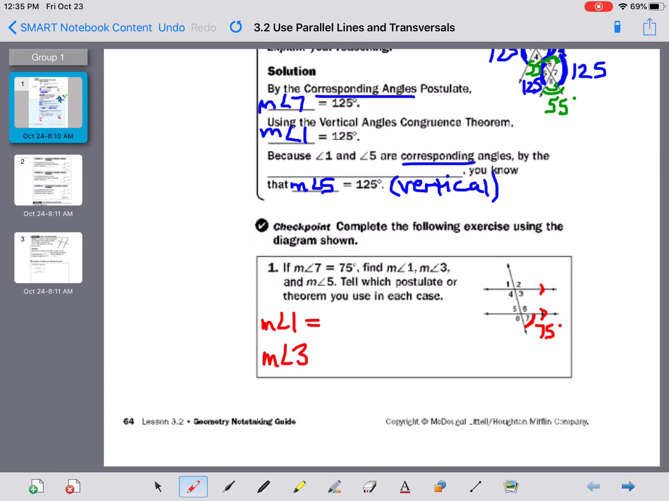And I don't care which one you start with because sometimes one is easier to identify than others. Okay? You like angle 5, it's 75 because of vertical. I like that. All right? So angle 7 down here is 75. Angle 3 up here is its corresponding, so that one's 75 because that's corresponding.